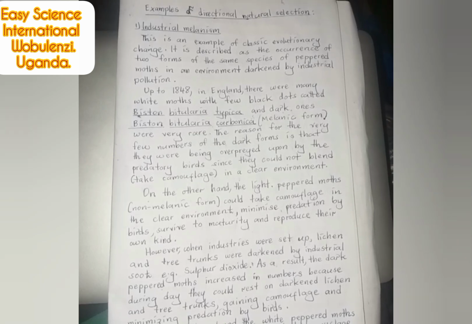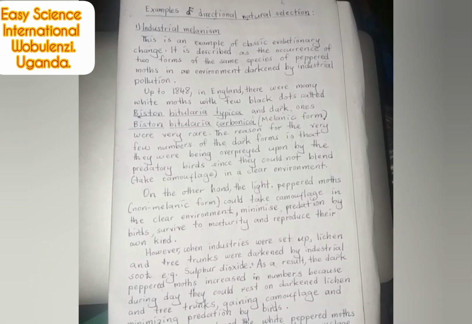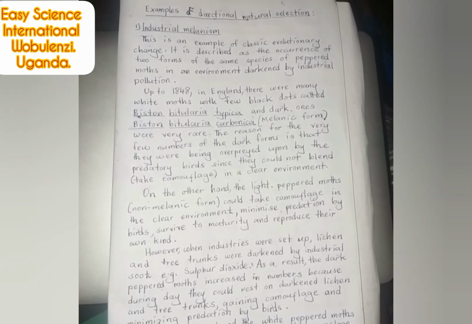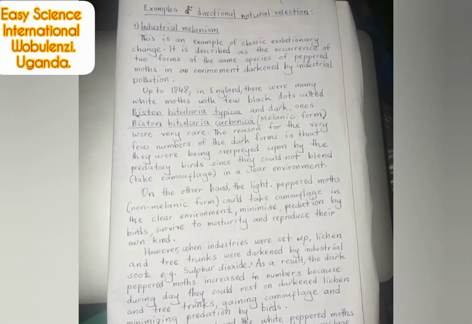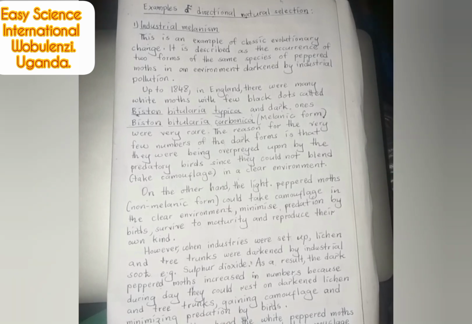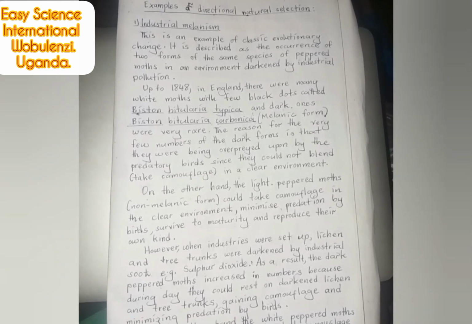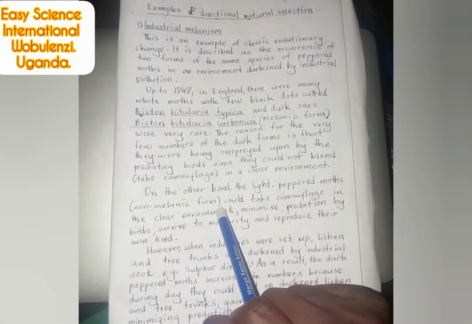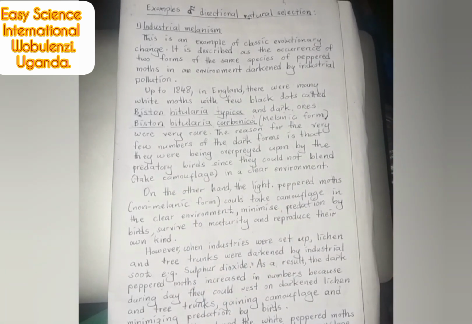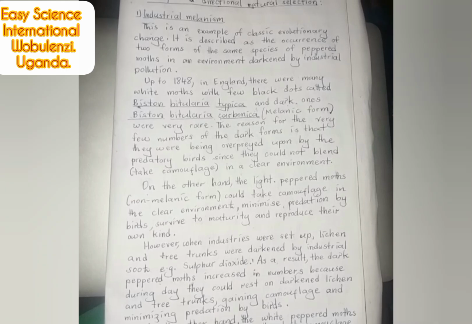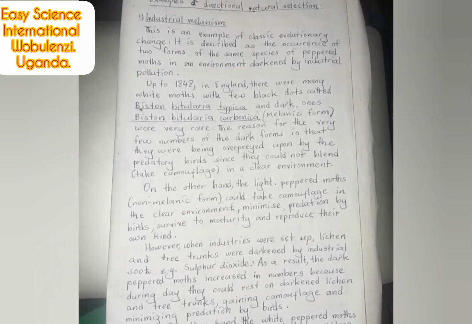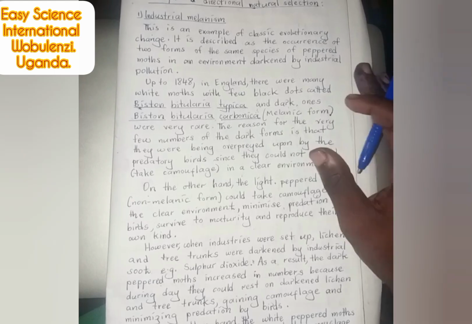Now, the reason for the very few numbers of the dark forms is that they were being overpreyed upon by the predatory birds, since they could not blend or take camouflage in a clear environment. On the other hand, the light peppered moths, the non-melanic form, could take camouflage in the clear environment, minimize predation by birds, survive to maturity, and reproduce their own kind.